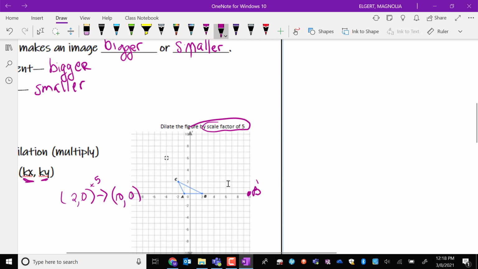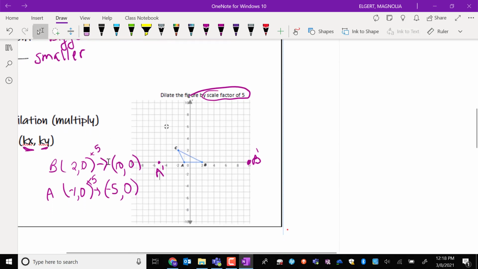And let's look at A. That was B. This is A. A is at negative 1, 0. We're going to multiply by 5. So negative 1 times 5 is negative 5. 0 times 5 is 0. So we're going to be at negative 5, 0. There is A prime.